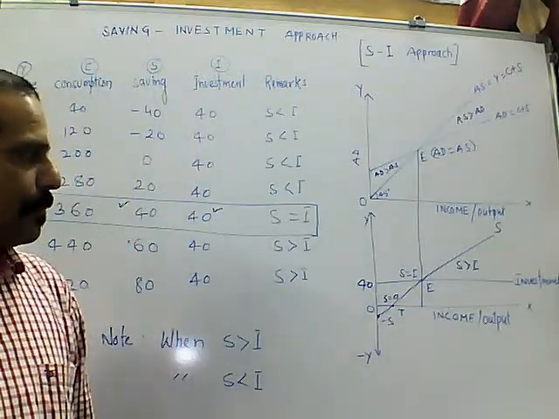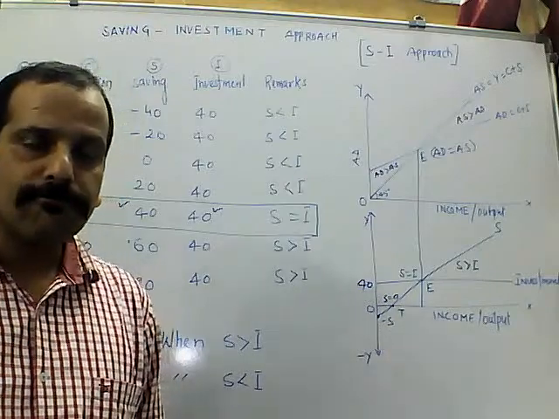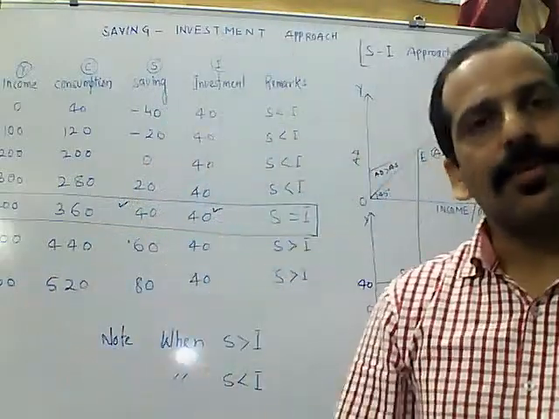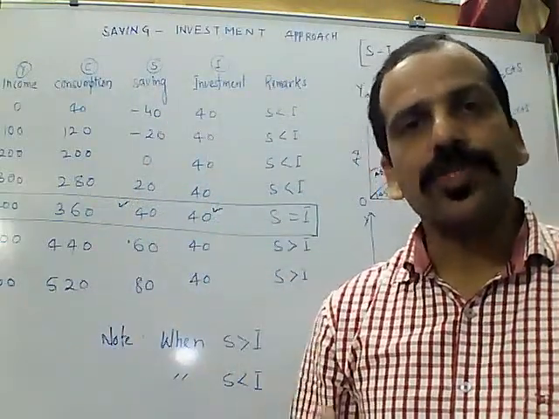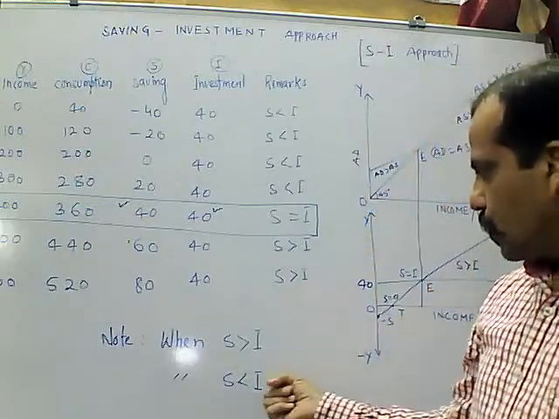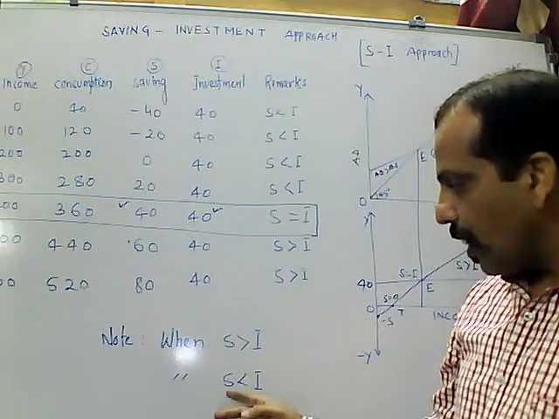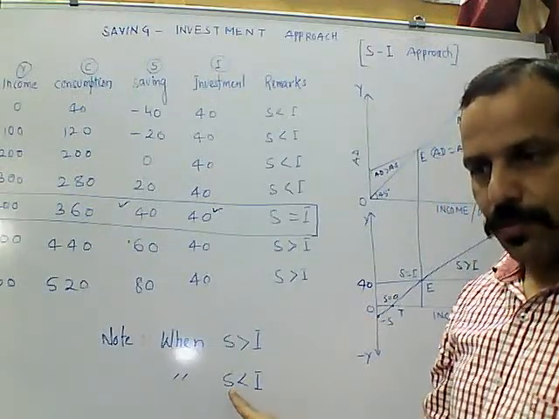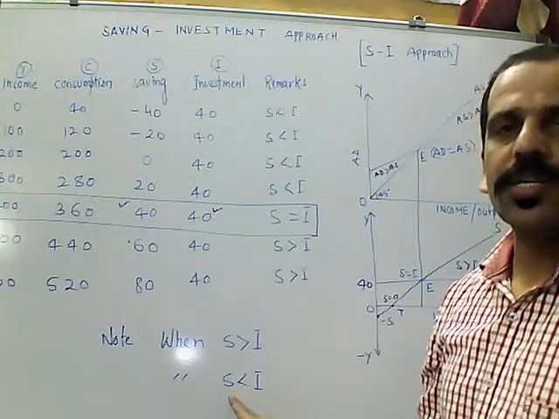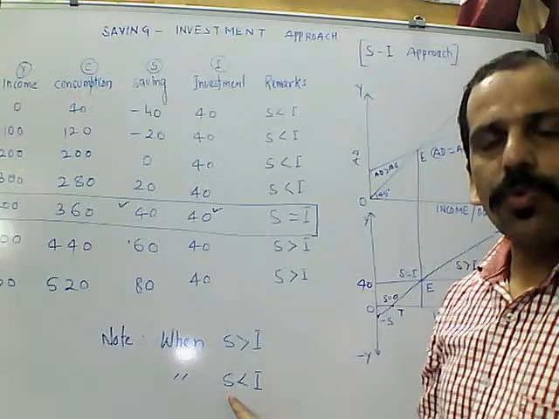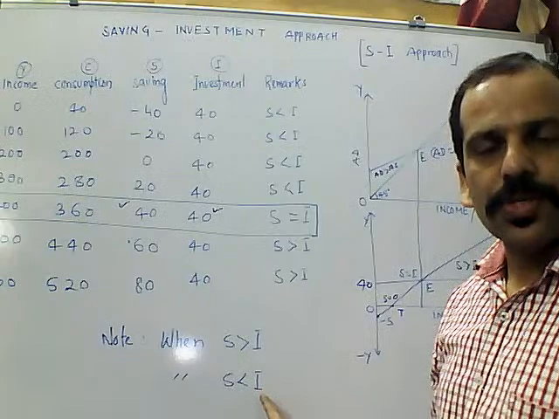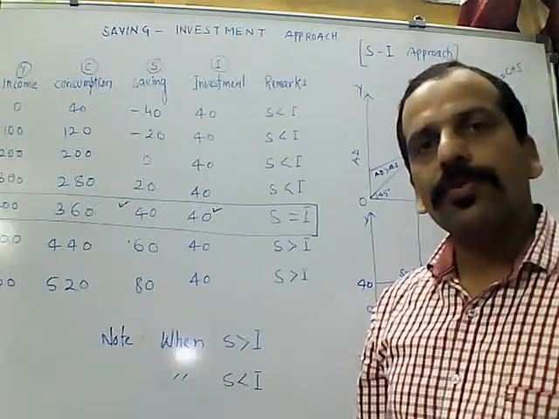When savings are less, it means people are consuming more. People are spending more, which is why they are able to save less money. So it means demand for our goods and services is more. When there is more demand for goods and services, automatically output has to be increased by the producers. For example, more demand for cement.